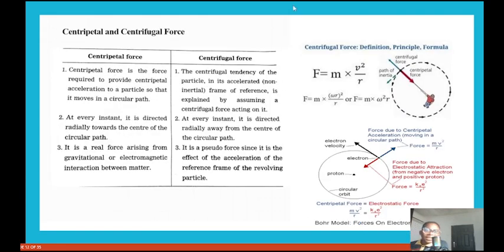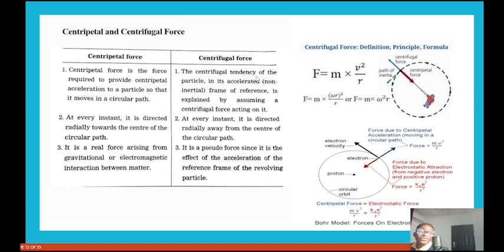So the differences between them: centripetal force is the force required to provide centripetal acceleration. I'm sure we got that. The centripetal acceleration was a equals v squared divided by r, given to a particle so that it moves in a circular path. So that is what the centripetal force does. It's that force required to provide centripetal acceleration, v squared divided by r, to a particle so that it moves in a circular path. That is centripetal force.